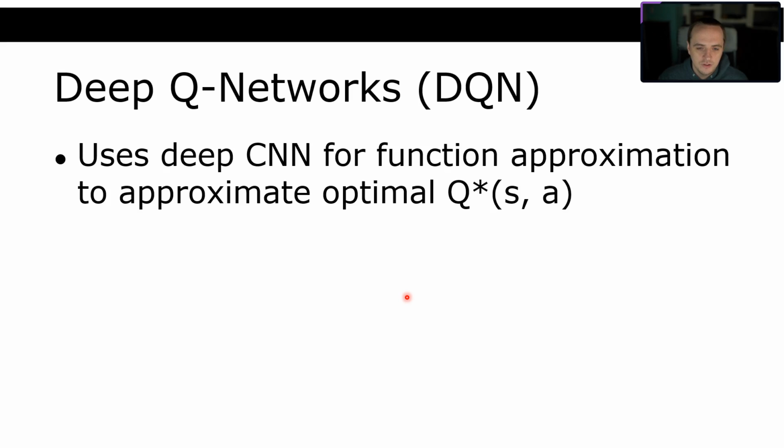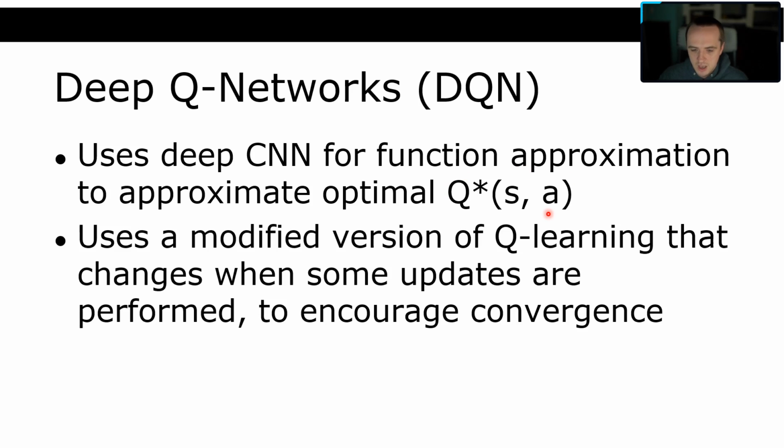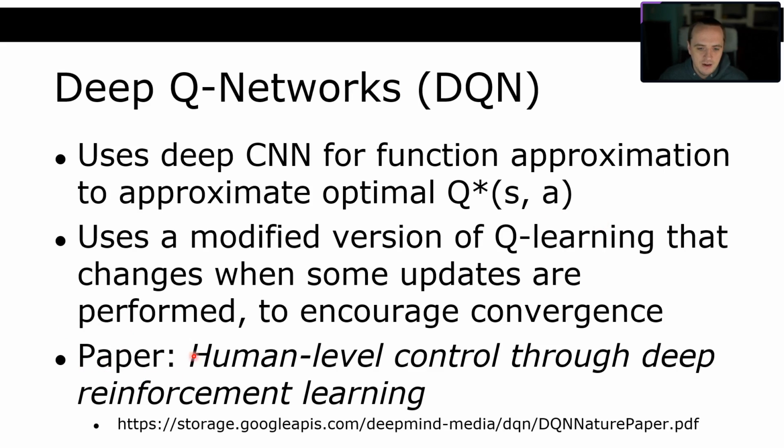So deep Q networks, we're going to use deep convolutional neural networks for function approximation to approximate the optimal value of Q star of S of A. So remember, that's the true value. And we're going to use a modified version of Q-learning that changes when some updates are performed in order to encourage convergence. So there's a paper here that's really good. It's about Atari and deep Q networks for playing Atari. Here's a link to the paper. It's called Human Level Control Through Deep Reinforcement Learning.